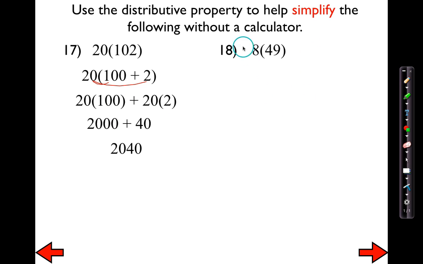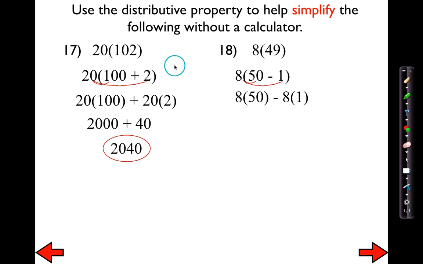Now, in an example like this, you can do the same and cut it up to 40 plus 9. Or you can say, hey, that's basically 50 minus 1. So I'm going to distribute 8 times 50. And then do minus 8 times 1. So this is going to give me 400 minus 8, which is just 392.